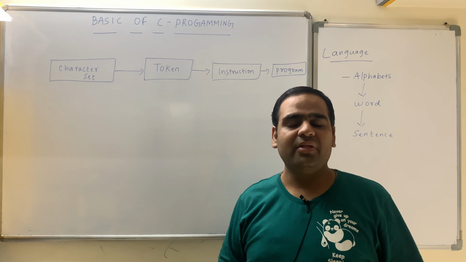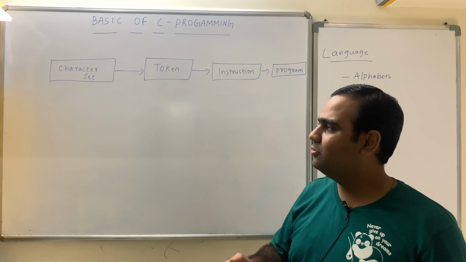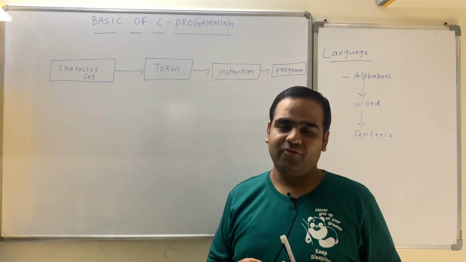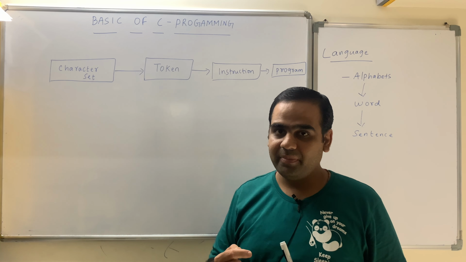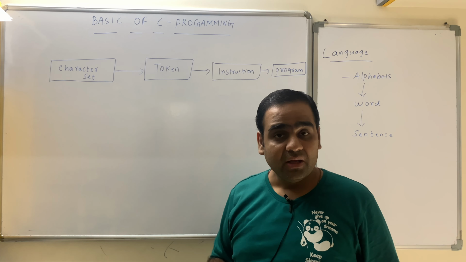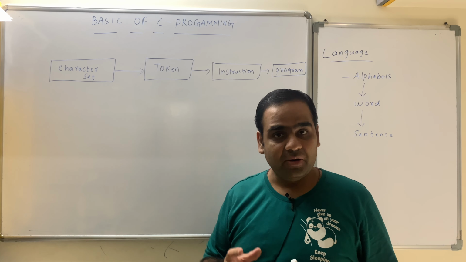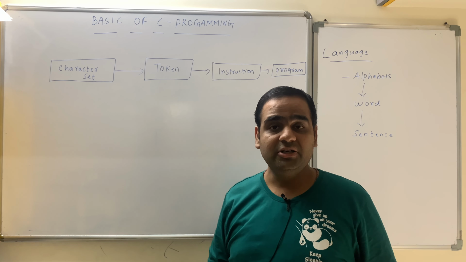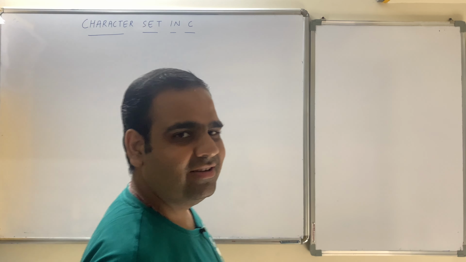So in the basics of C programming, we are going to study what forms the character set. There are different things that form the character set; we will study them one by one. Then we will see tokens. There are different types of tokens. One by one we will discuss them, and how these tokens are grouped to form instructions and programs.